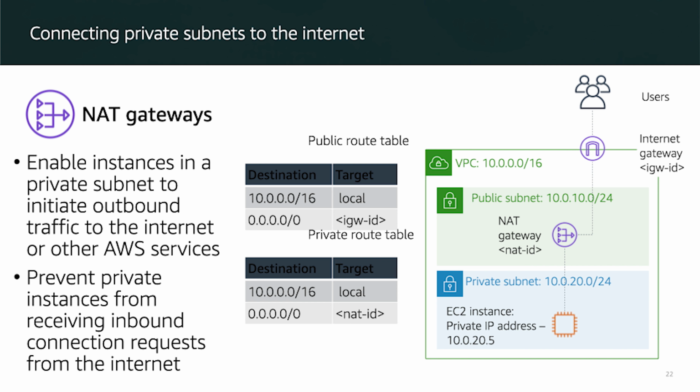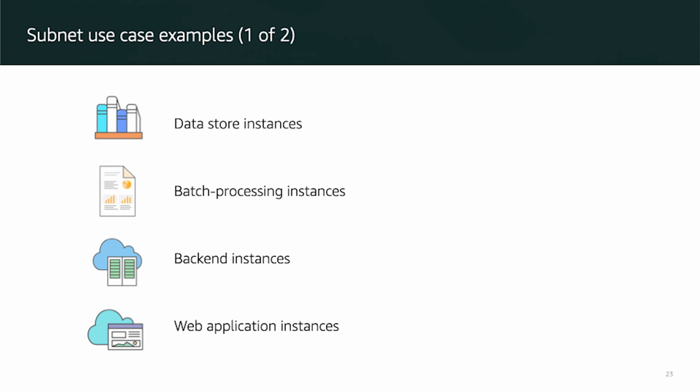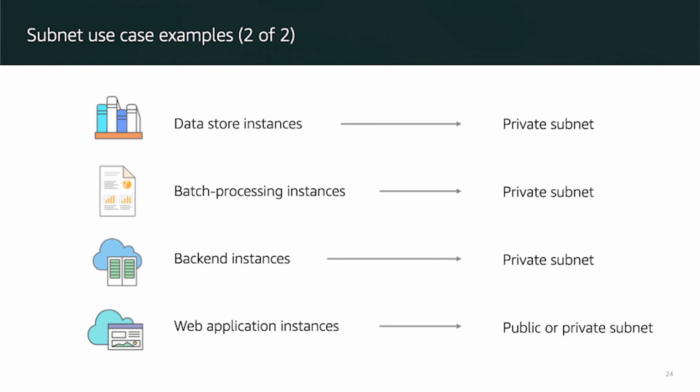Try to think whether we should place the instances in those layers in a public or a private subnet. If you look at data store instances, you most likely put them in a private subnet to add an extra layer of security. Batch processing instances are also more suited for a private subnet. Backend instances also go in a private subnet, and web application instances most likely will be used in a public or a private subnet depending on your setup. If you have a web application running behind a load balancer, then you must put them in a private subnet.